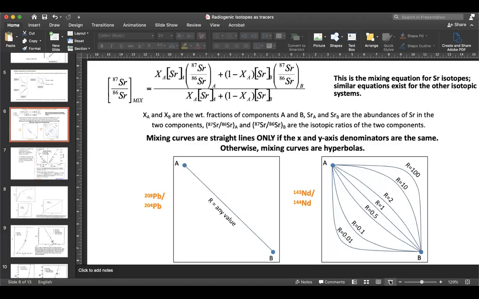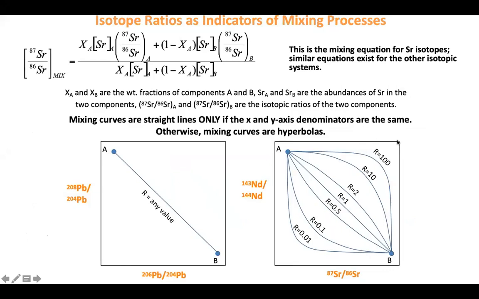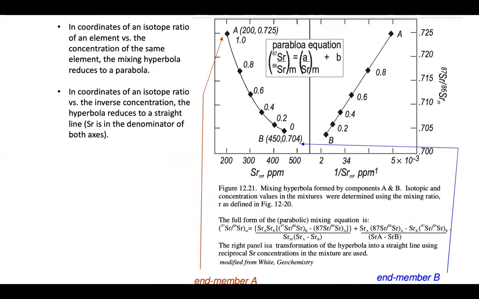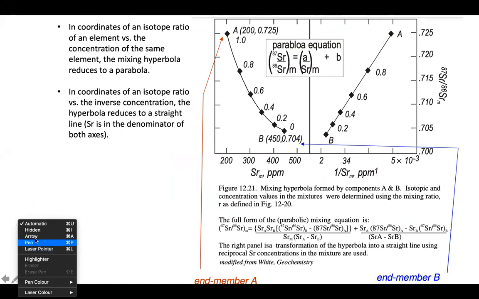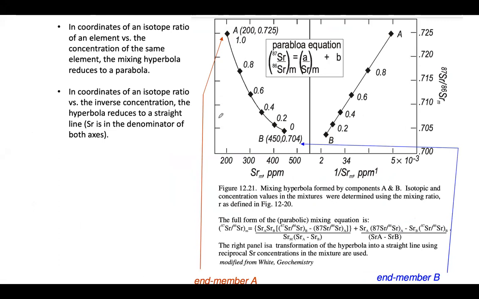Okay, can you see? Right, so this is the mixture that we have been talking about. And here, an example is here. So here we see a mixing hyperbola, okay? A mixing hyperbola means the strontium isotope composition is on the y-axis here, and strontium elemental composition is on the x-axis.